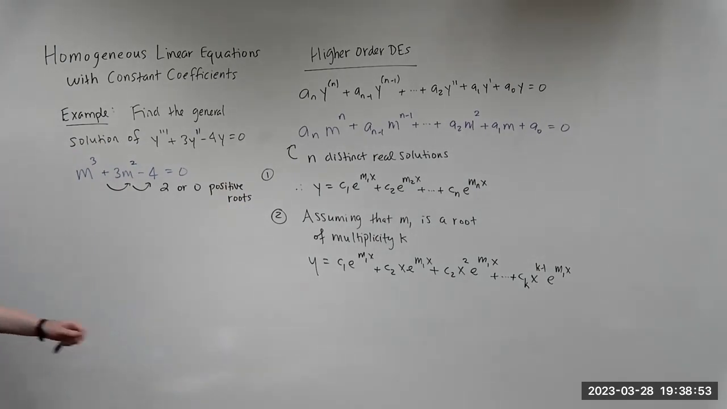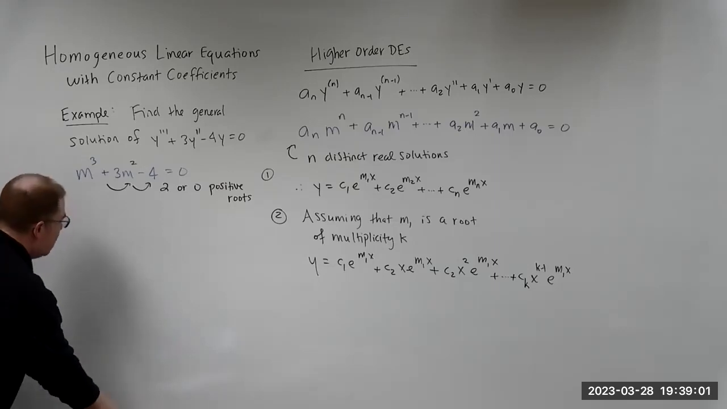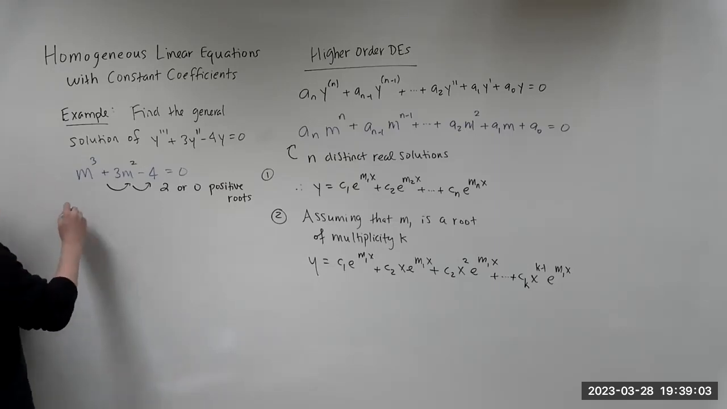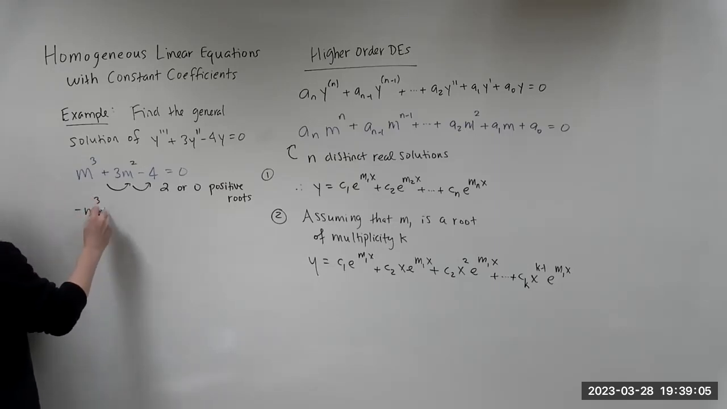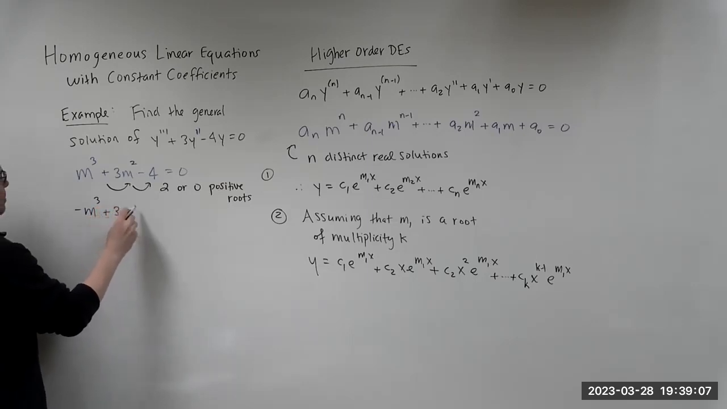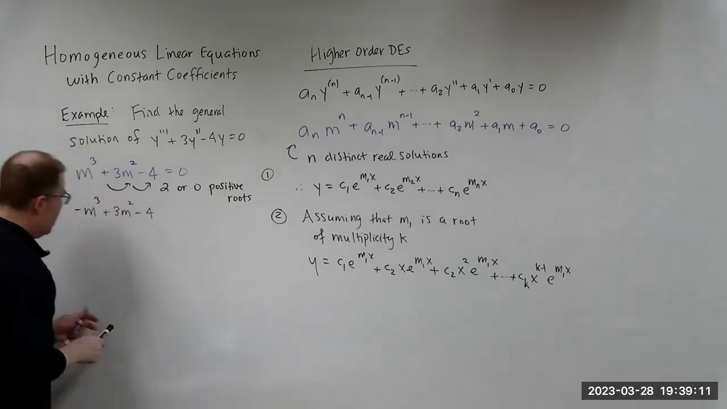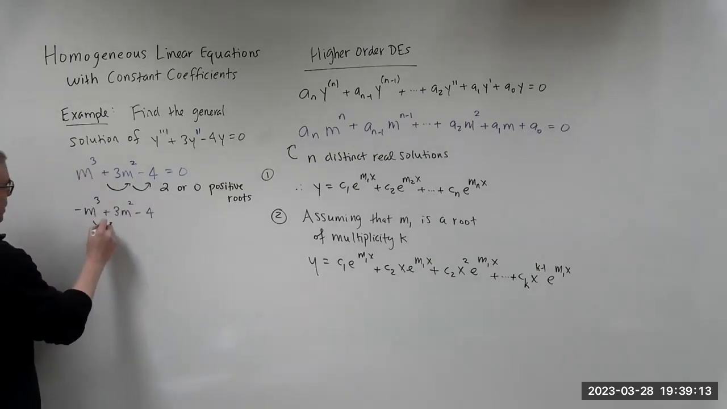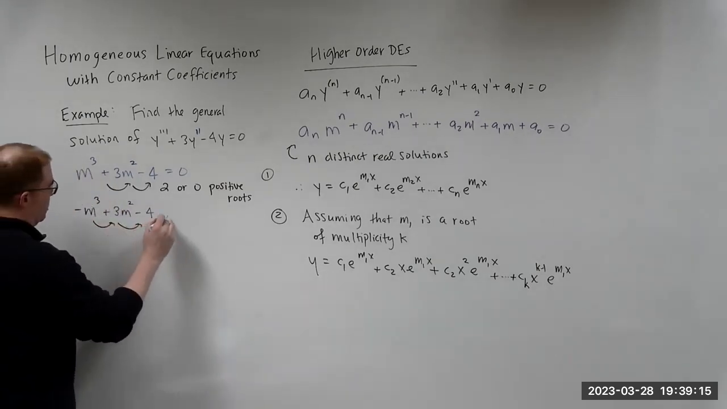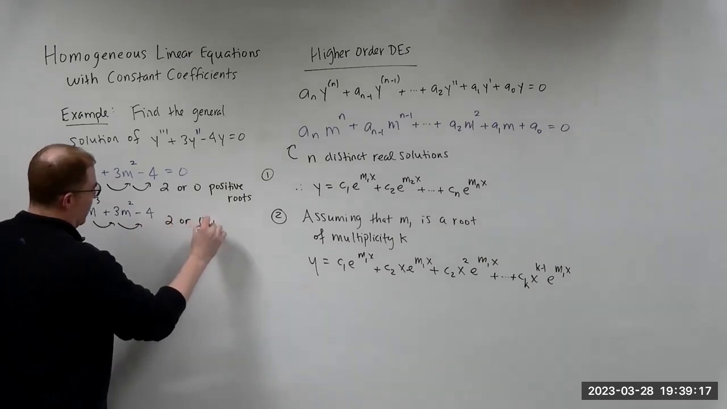And if you want to see the number of possible negative roots, then you would just put minus m into there. So this will be minus m cubed, this would just remain positive, and then you would have minus four. So in this case, you have one, and then two. So again, it's two or zero negative roots.